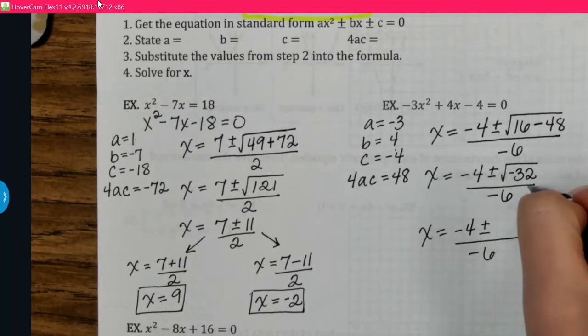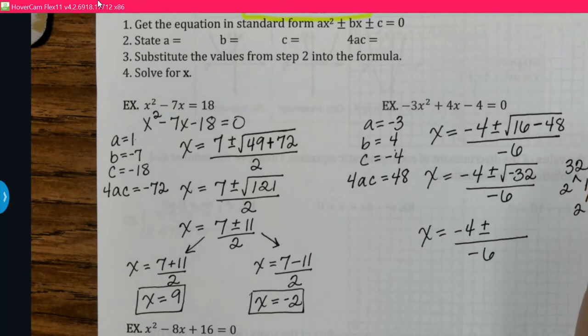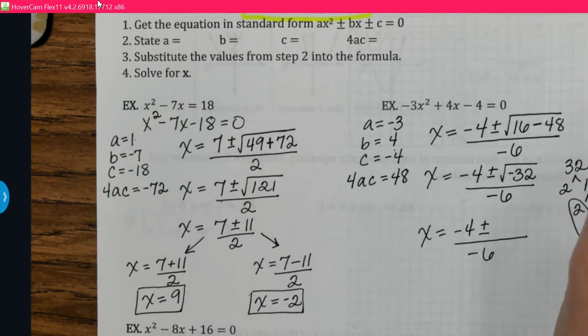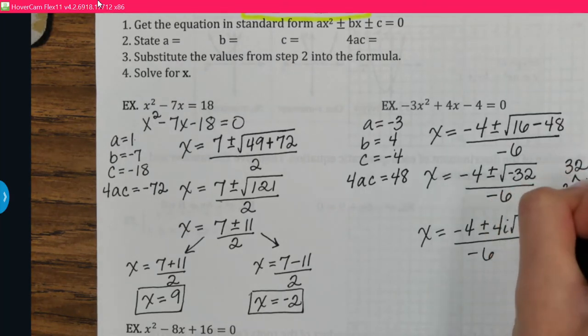Okay. Now 32, if you need to do your factors, 2 and 16, 2 and 8, 2 and 4, 2 and 2. So square root of 32 simplifies to 4 square root of 2. So I'll have plus or minus 4i square root of 2.